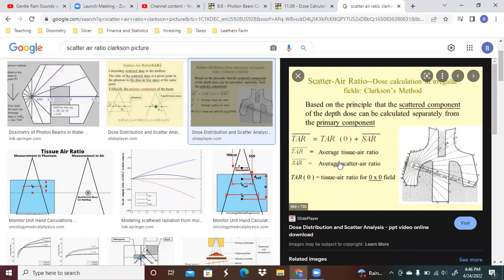So that is essentially what's going on with the Clarkson method. You're attempting to determine what the scatter component and the primary component are out of an irregular field. Again, the average TAR is going to be the TAR at a field size of 0 plus the SAR. And the TAR with a bar over it is going to be the average. That's what the bar means. It's the average tissue error ratio, and the SAR is going to be the average scatter error ratio. And that is the essence of the method here. Like I said, I won't go into specifically how all of it works, but that is what the Clarkson method is about.